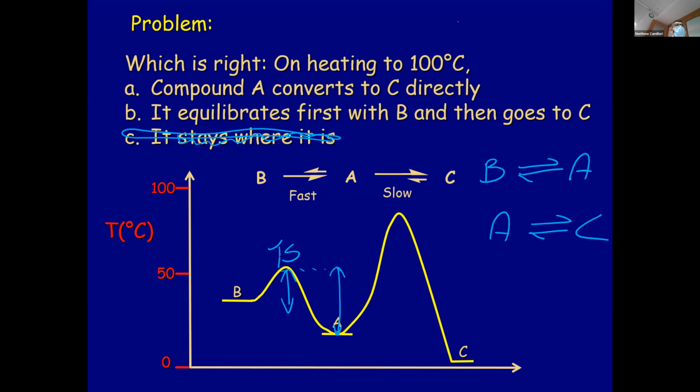So what was it like? A was the answer? If A was the answer, it would be a situation where you just have A going to C. There will be no B involved there. And you say that it equilibrates first with B because the energy from B to A is lower than from A to C. Exactly. And you have to start from B.